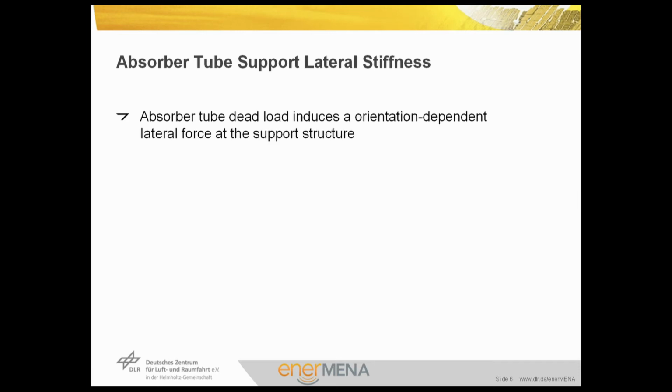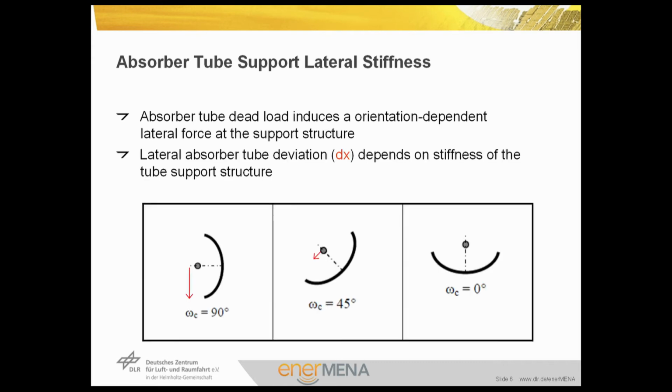So in general, the absorber tube is quite heavy, so its dead load tries to pull away the absorber tube from its design position depending on the elevation angle of the parabolic trough. We see here a graphic. On the left, we have a parabolic trough collector in horizon position, so the gravitation force is pulling the absorber tube towards the ground. In zenith position, there is no lateral force, but due to the force we assume a lateral deviation which is depending on the elevation angle of the parabolic trough.